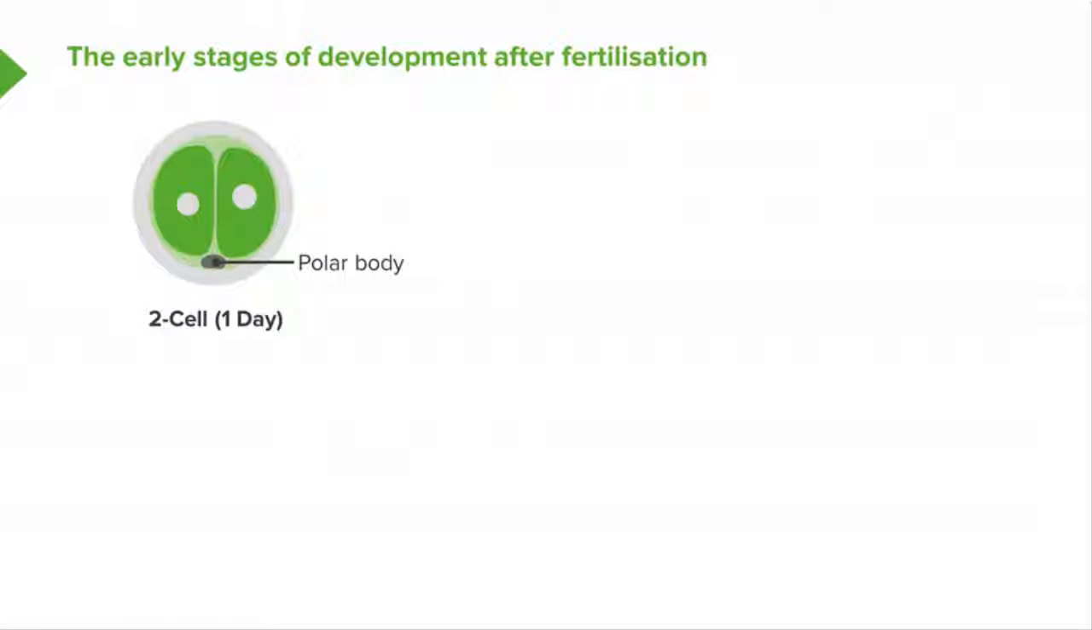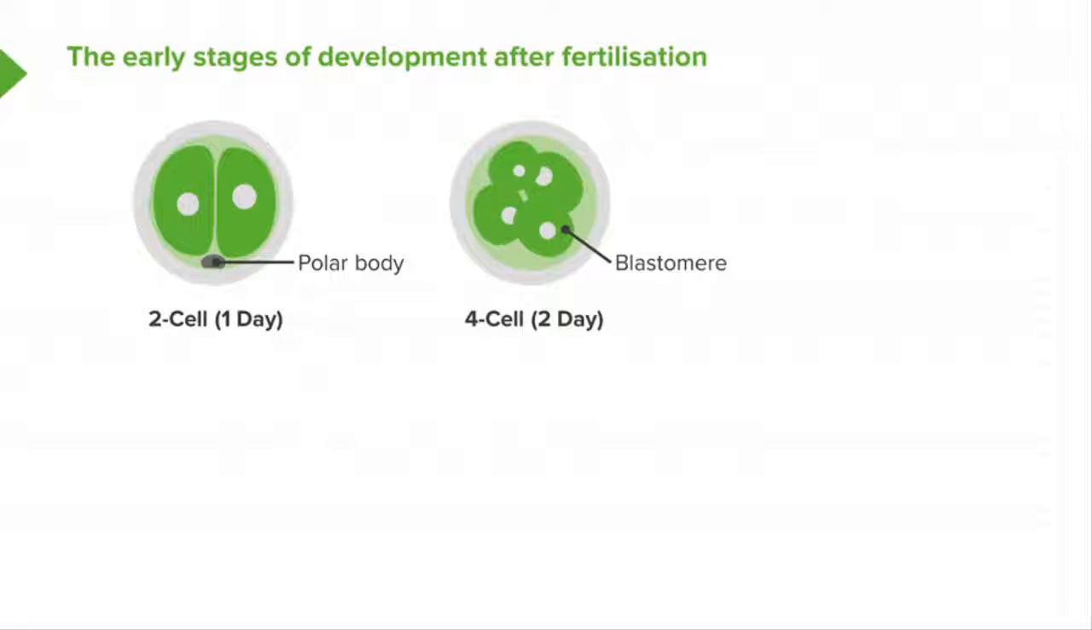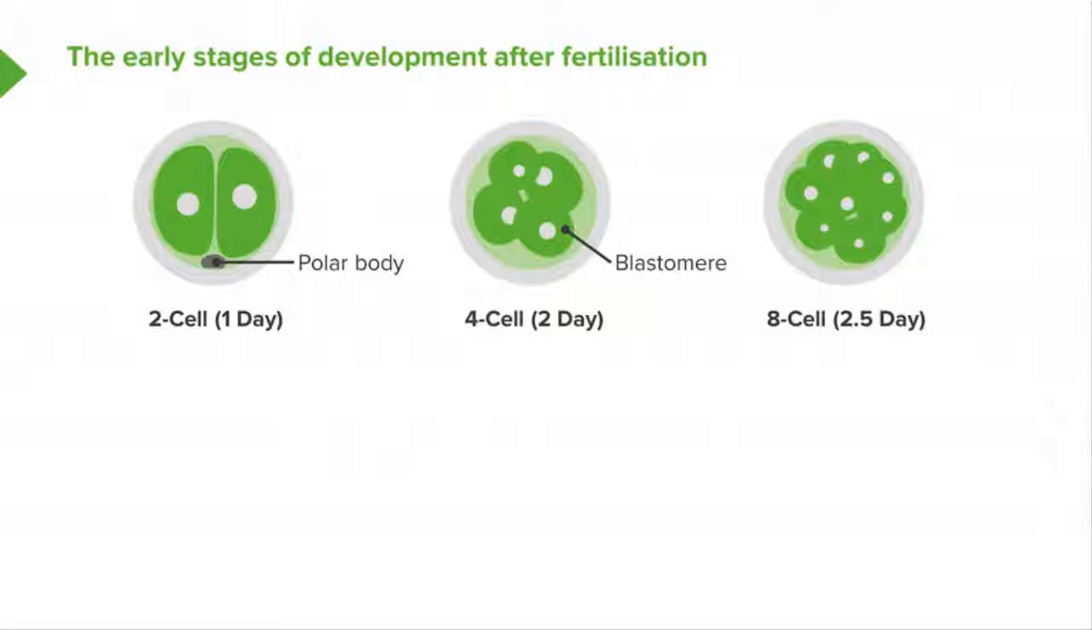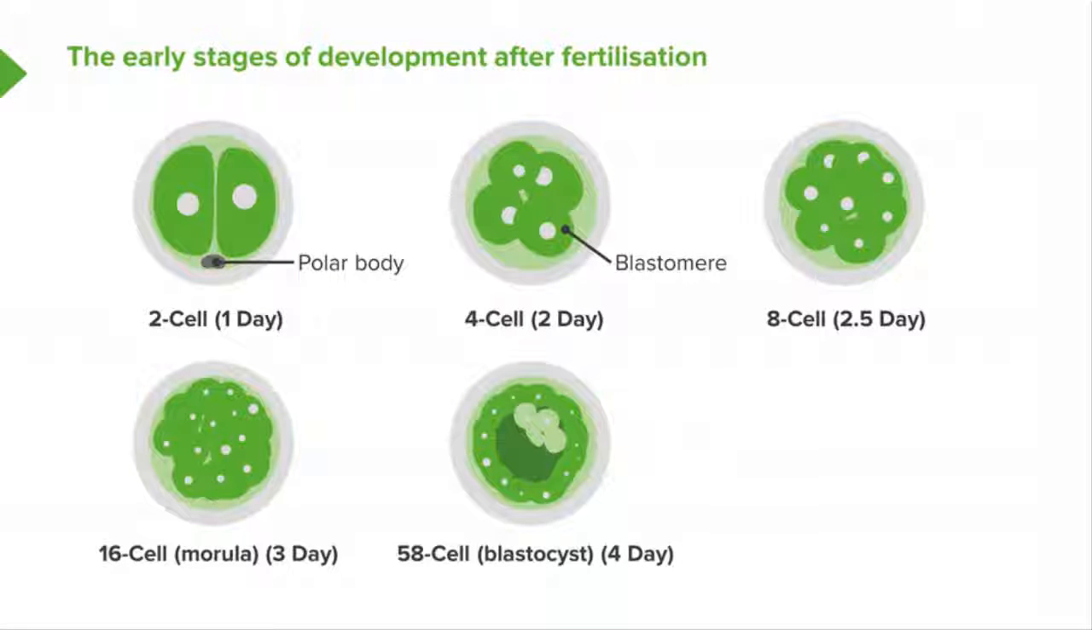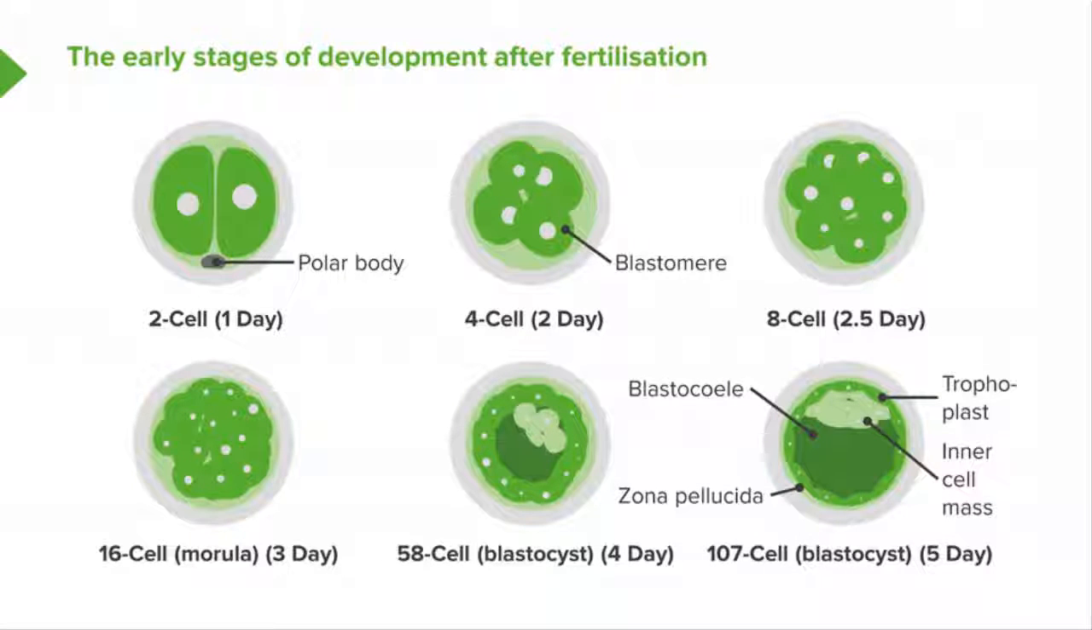So looking at these stages again, 2 cells to 4 cells, 8 cells, and then increasing numbers all the way up to the hollow ball of cells, the blastocyst, with the inner cell mass perched at one pole within the hollow mass of the blastocyst.